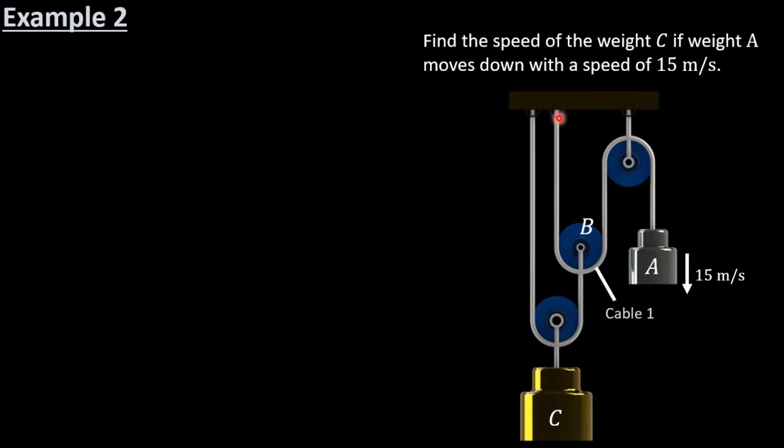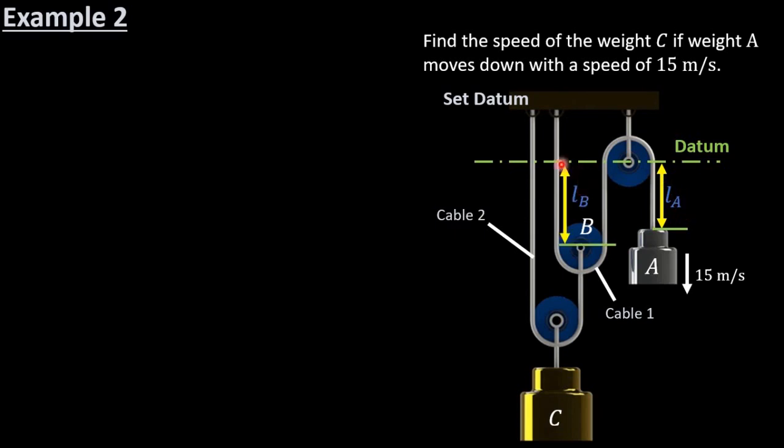This cable here is cable 1, and this cable is cable 2. Set our datum. Our datum is going to be put there. There's the variable length L sub A, and I'm going to call this variable length here L sub B. That is the length from the datum to the center of pulley B, which is what connects the two cables. And the variable length L sub C is the length from the datum to the center of the pulley attached to weight C. They're all our variable lengths.